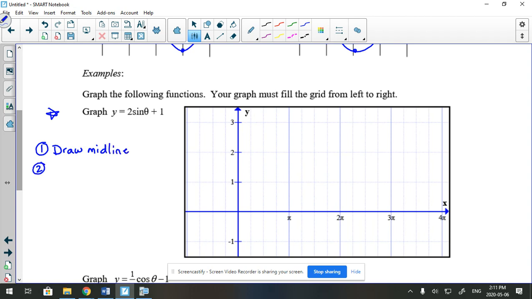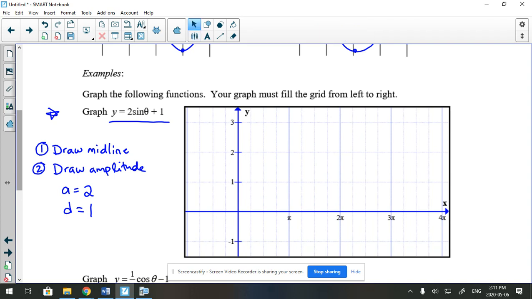And then I like to look at my amplitude. We'll talk about period later, but we're going to get into that in a little bit. So from this equation here, I can see that my amplitude is 2 and my vertical displacement is 1. So that means my midline has shifted up by 1. So I'm going to draw my midline first before I do my graph. My midline is here for my graph.